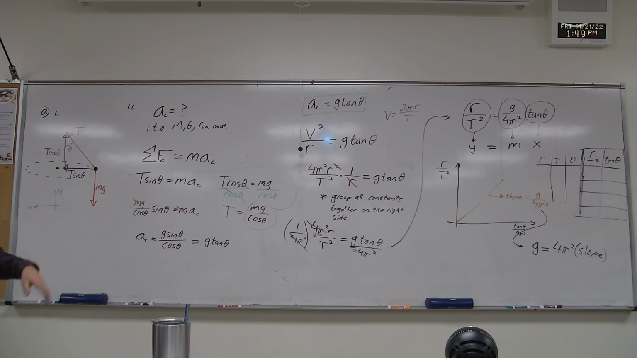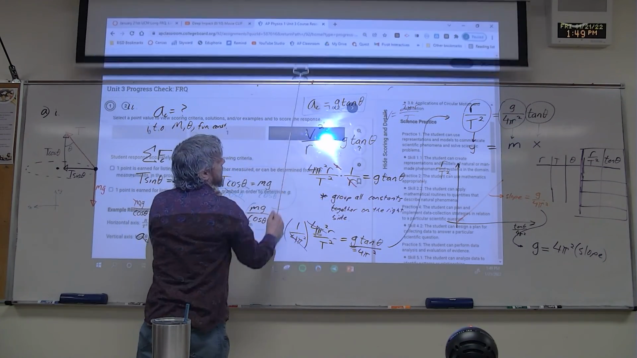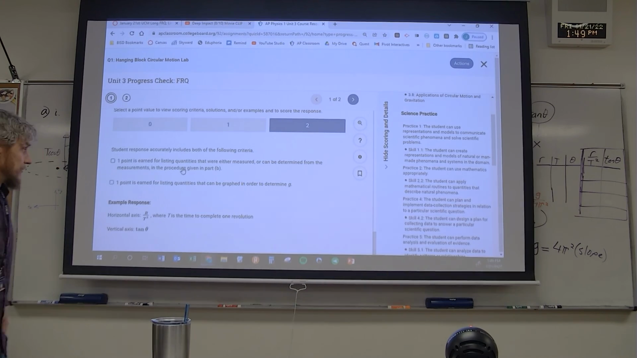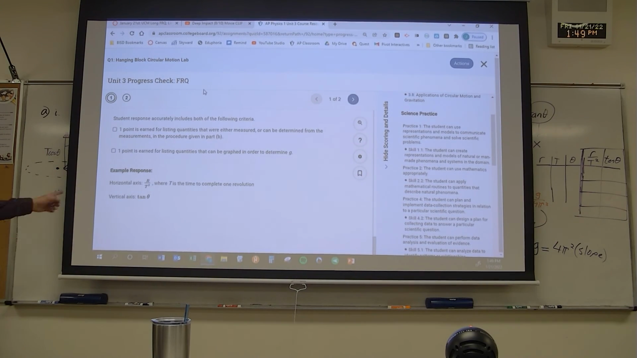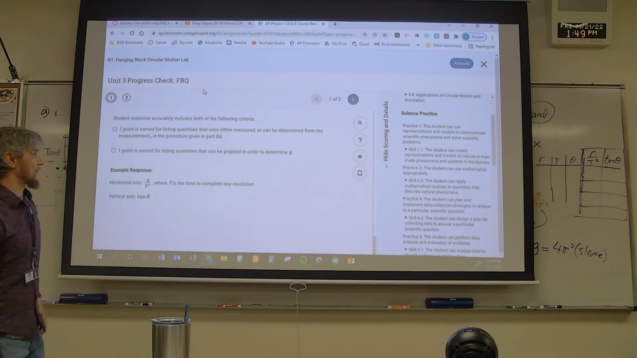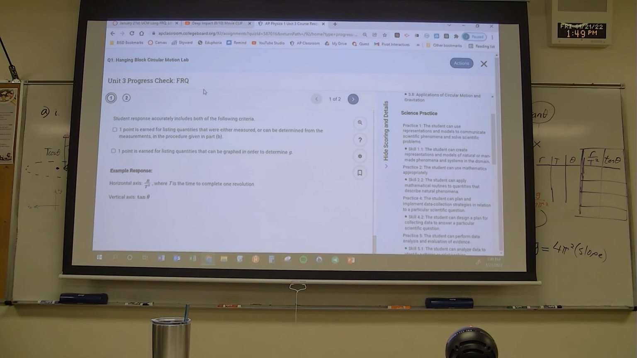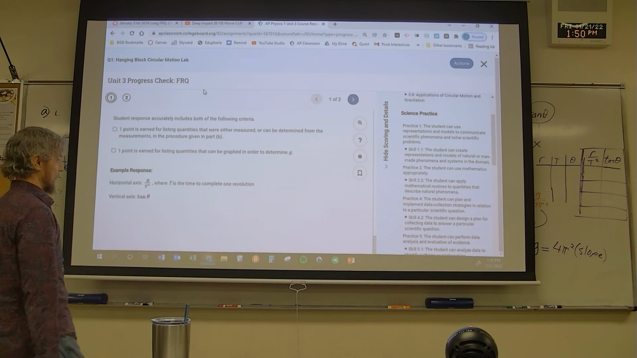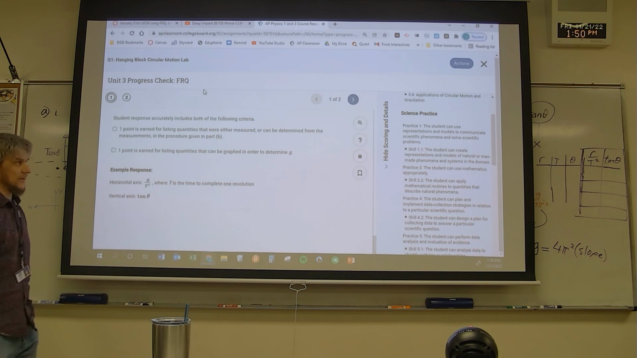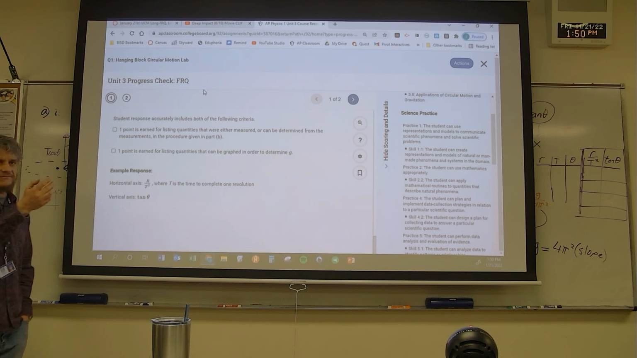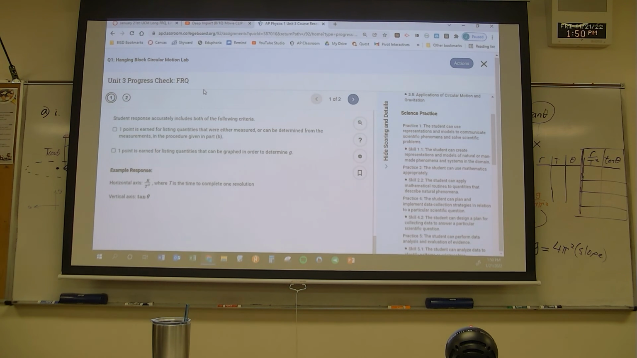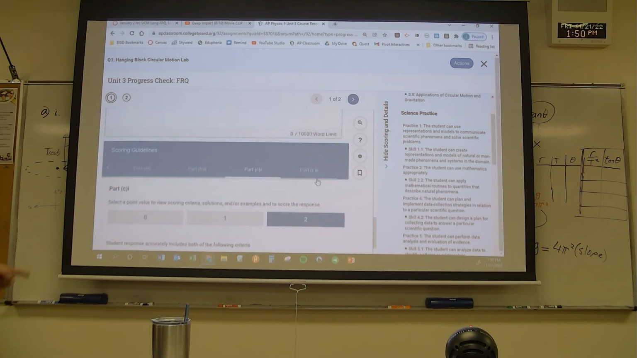That part just said, what are the 2 things? Tell me what you plot on the vertical, tell me what you plot on the horizontal. And again, that is 1 point for listing quantities that were either measured or can be determined from the measurements. This is why you can't put centripetal acceleration, because you can't directly measure that. You have to put things you can directly measure. 1 point is earned for listing quantities that can be graphed in order to determine g. Okay. Again, it could be grouped differently, but as long as you follow the rules, you're good. First experience with that.